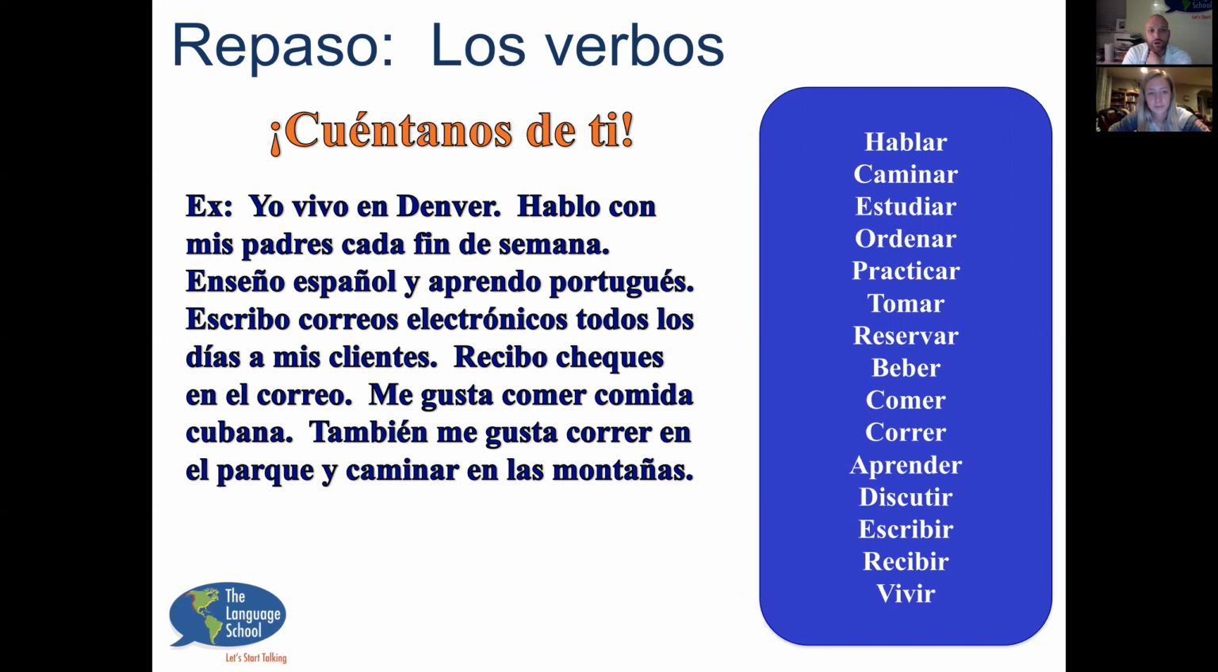Okay, so cuéntame de ti. So tell me about yourself. I'm giving you some suggested words you can use on the right for verbs. If you want to use other ones, you can. But try to give me about 8 to 10 sentences to tell me about yourself. Here's my example. Yo vivo en Denver. Hablo con mis padres cada fin de semana. Enseño español y aprendo portugués. Escribo correos electrónicos todos los días a mis clientes. Recibo cheques en el correo. Me gusta comer comida cubana. También me gusta correr en el parque y caminar en las montañas.